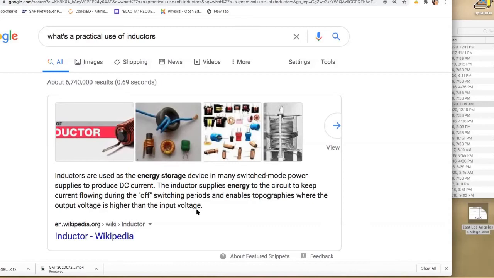Did you get that? It's not that easy to get, but it seems like it's an energy storing device for the circuit to keep current flowing during the off switching periods. So in other words, in an AC circuit, the source voltage is going to go up and down, and once in a while the voltage of the source is going to be zero, during the off switching periods. So during the off times, when the voltage of the source is zero, you already have energy stored in the inductor. So now the inductor is giving that energy back to the circuit. You see?